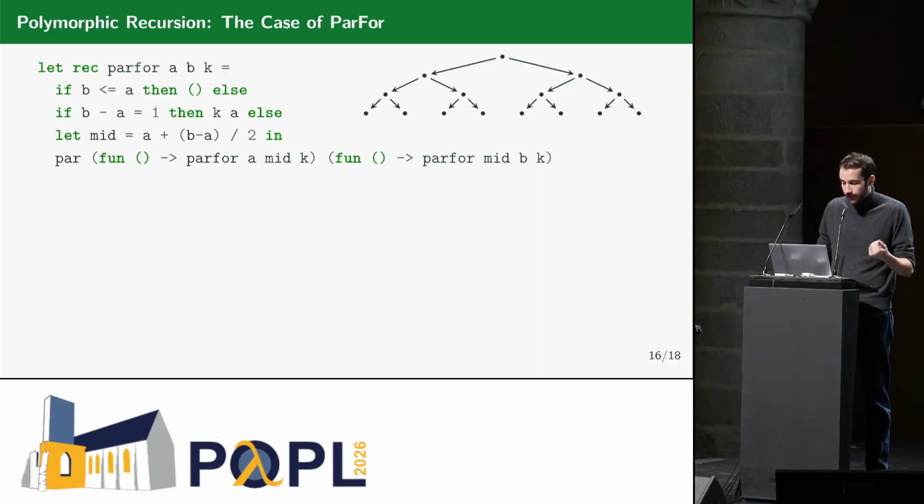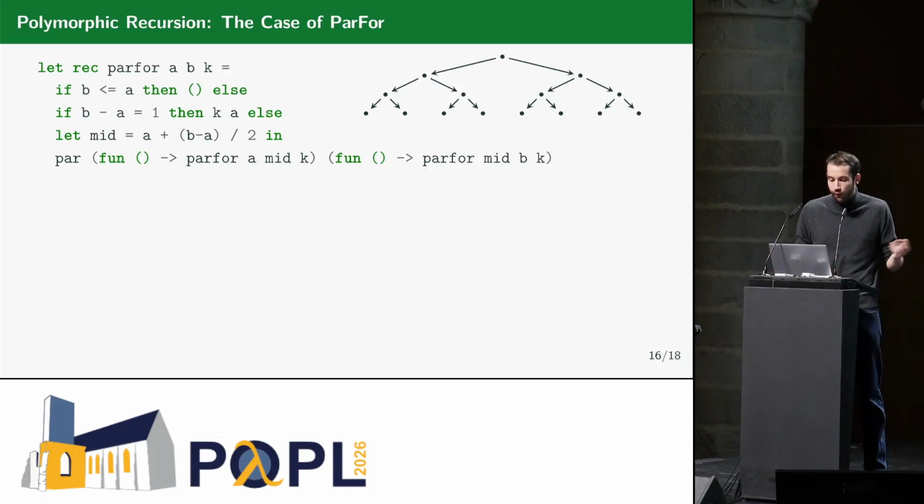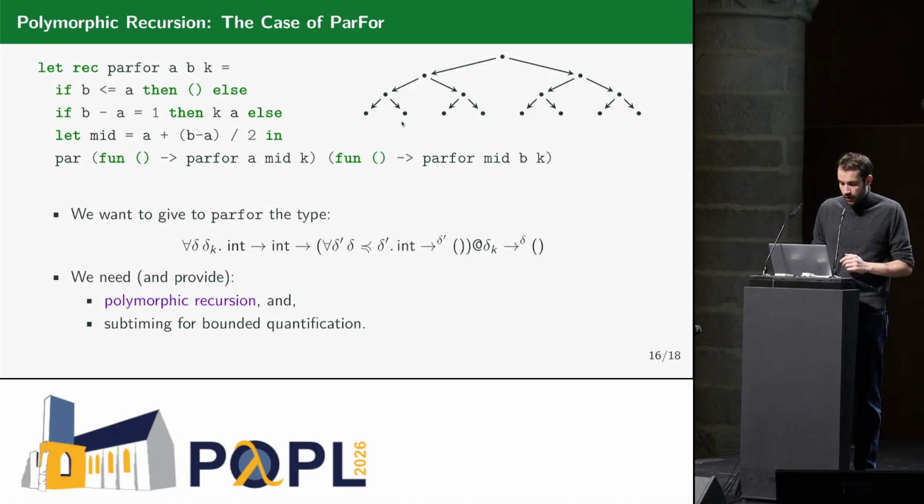Now, to show you a more complex example, this is par4. So par4 takes two bounds and a closure, and we call the closure on every integer between A and B, and does that in parallel. So it really simulates a parallel for loop. It will construct a computation graph that looks like that. And intuitively, for par4, we would like to give the following type. Give me two bounds, a timestamp delta at which par4 will be called, and then a closure that will be called on some subsequent timestamp delta prime.